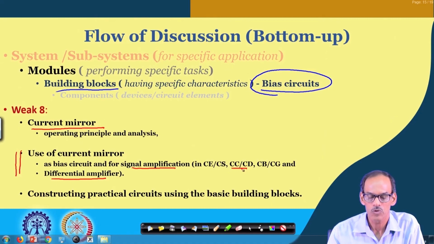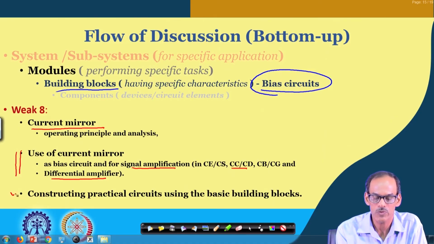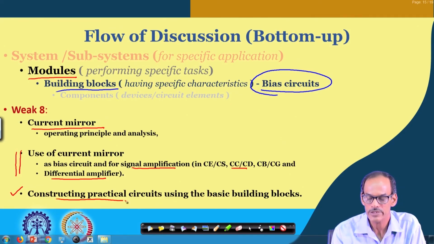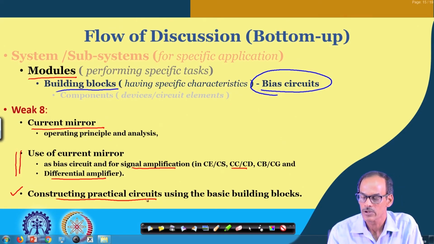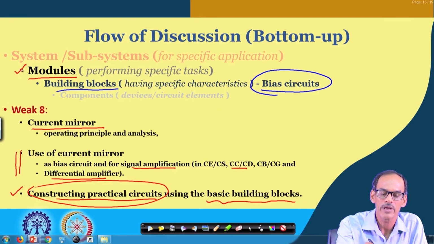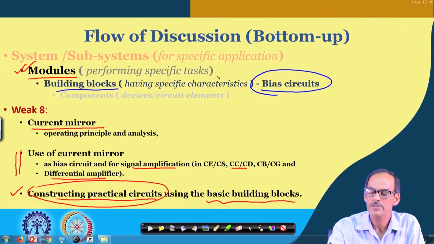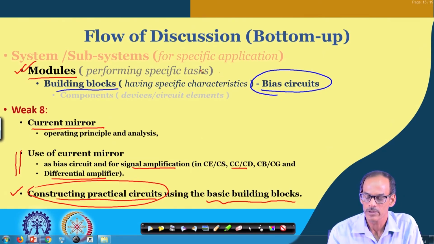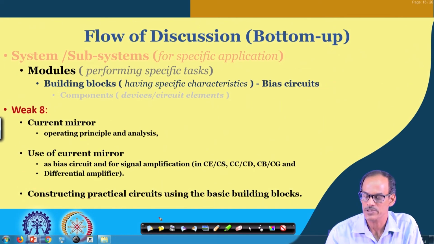And then we will be in a situation to discuss circuit modules and a practical circuit. The basic building blocks will be used there to construct this practical circuit. So, at this point, maybe some more things we can discuss at module level, and then we can move to the system or subsystem level.